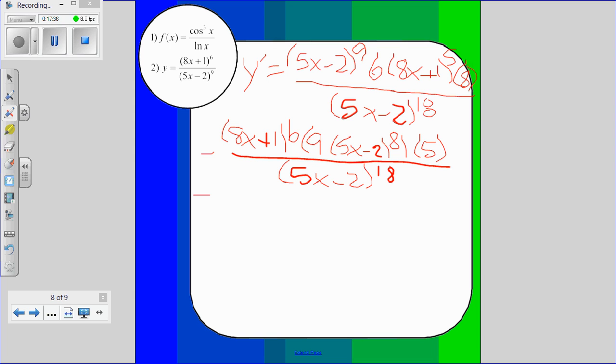Okay, now this one has a lot of thought going into it, so let's kind of keep it rolling here. We've got an 8 and a 6 in the beginning that's going to pull out, so we have 48 times 5x minus 2 to the ninth times 8x plus 1 to the fifth.